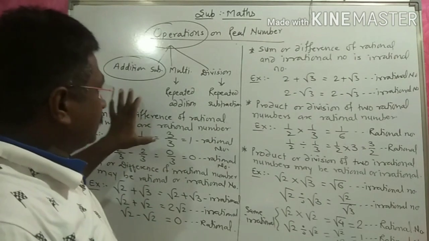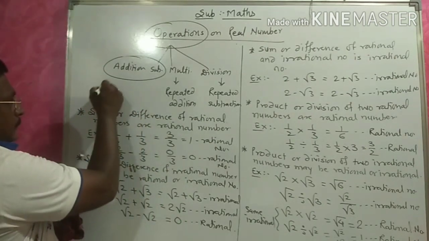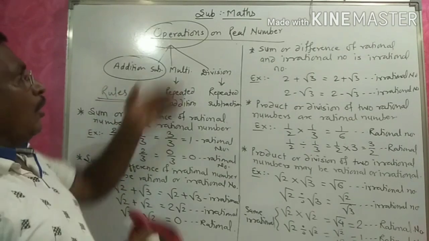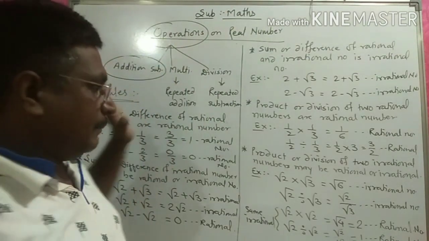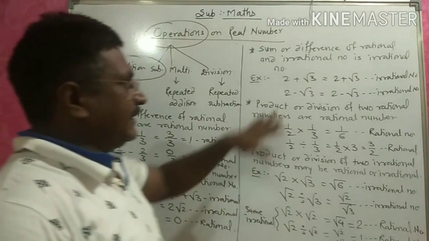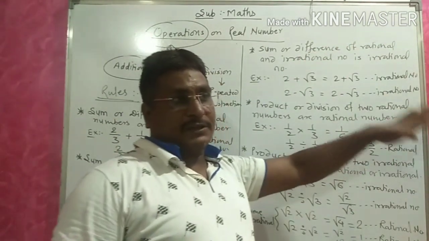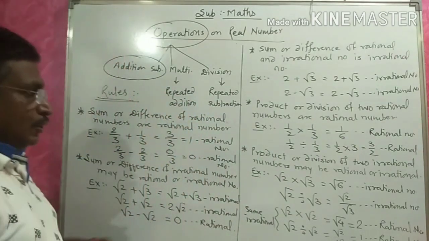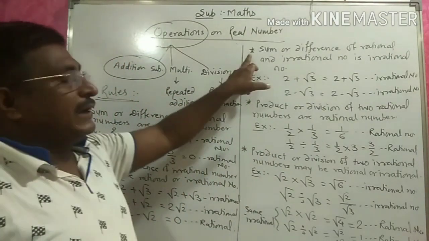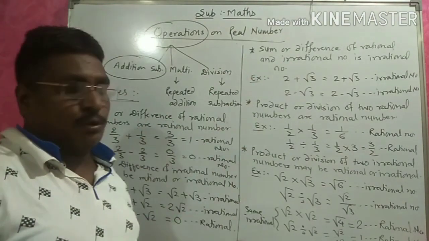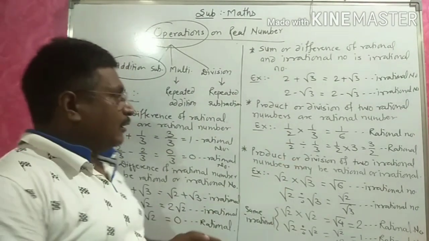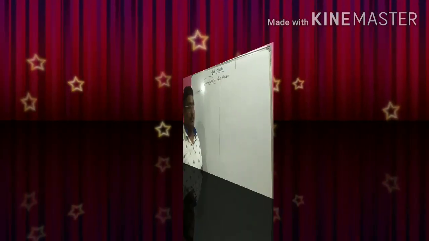Hope you understand, students. These are the rules for operations on real numbers. If we know these rules, then we can easily do the operations on real numbers. So students, these rules are very important. You have to remember these rules. Okay, now we will go on to the next topic.